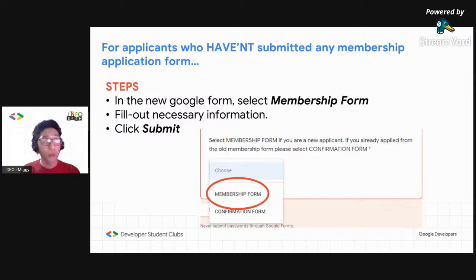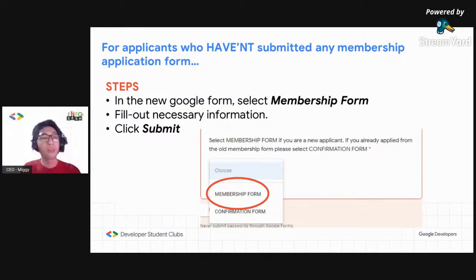And then for those new applicants who haven't answered any Google forms way back before, you will need to follow these steps. Same process, I mean the same link that you will be visiting. You just need to select the membership form, and that membership form is quite detailed because we would want to know you more as a member.